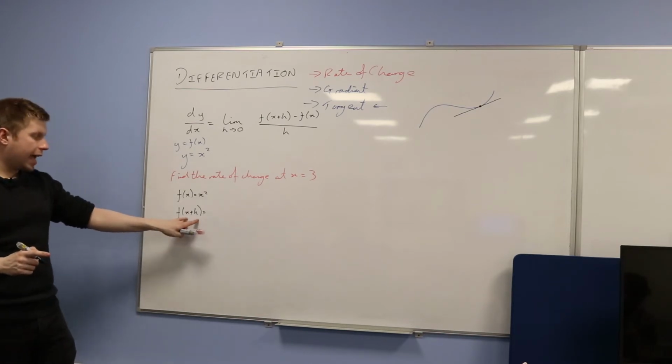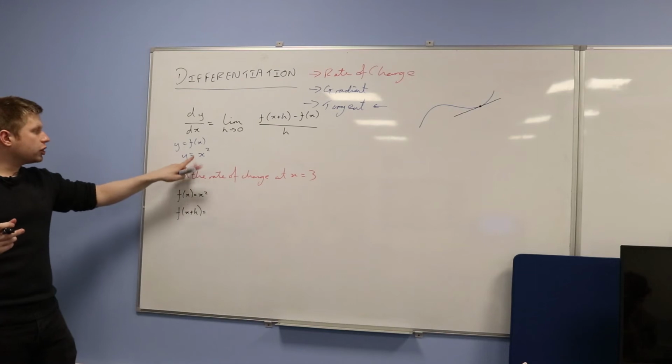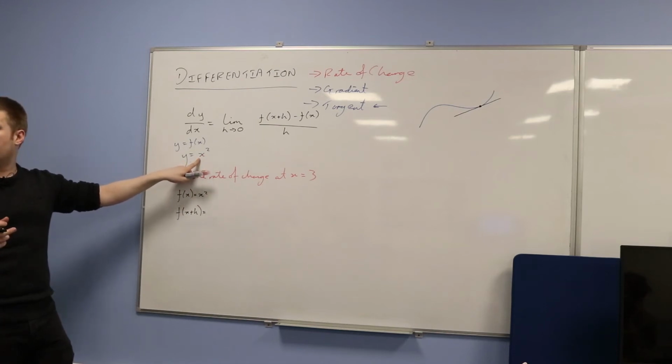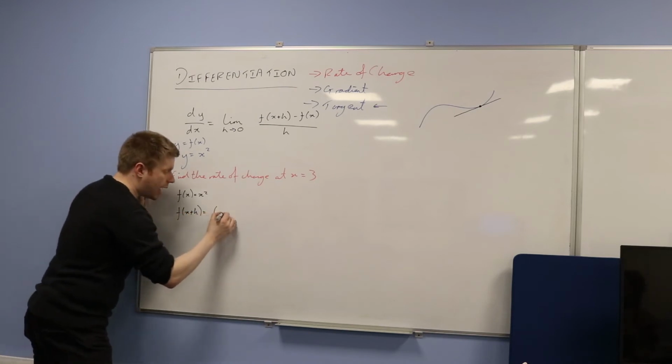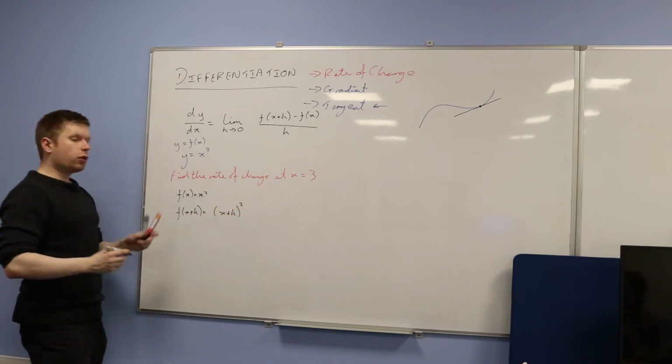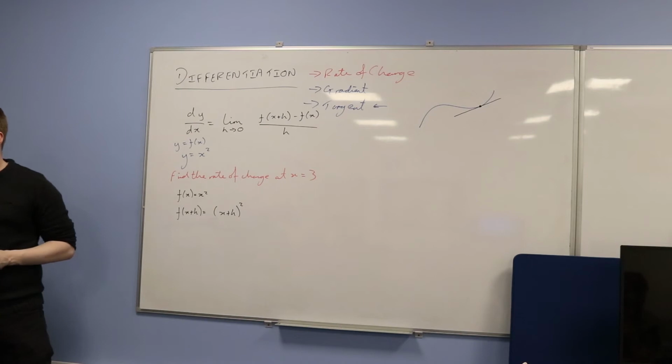Almost. You're literally taking x plus h. That's your input, and you're sticking it into your function, which is x squared. So you're literally squaring whatever you put in. If I'm putting in x plus h, all I need to do is square it. That's my function. Just squaring something.